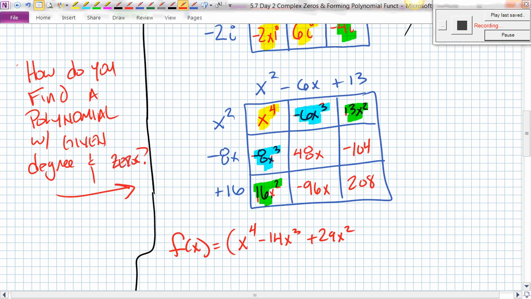Did I do that right? Yeah. And then here's what else I got. How about in this one now? Negative 104. This should be 104x, by the way. Negative 104 and negative 96 is negative 200x. So negative 200.